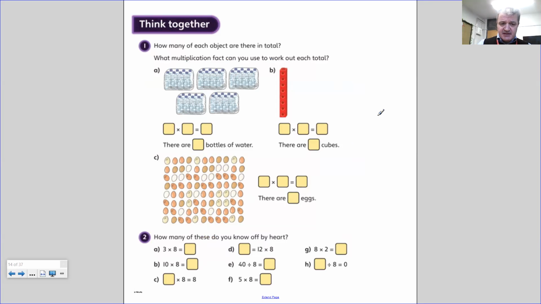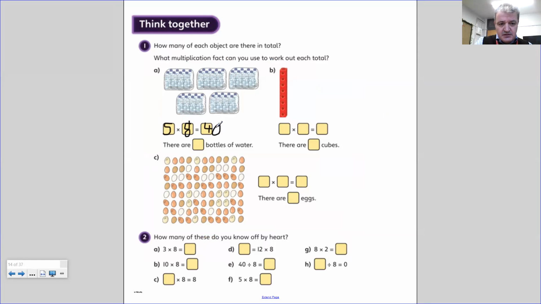Okay, so the first representation looks like water bottles. First of all, count the water bottles. Then count the packs that contain the water bottles. How many packs have I got? 5. And how many bottles in each pack? Count them for me. Okay, fantastic. 5 times 8, which will be 40 bottles in total.